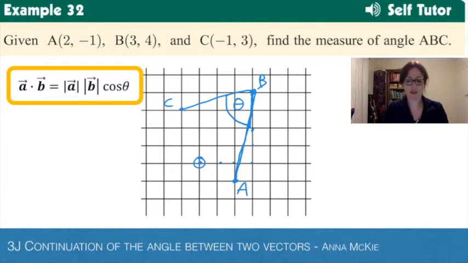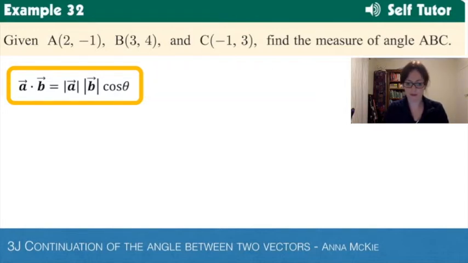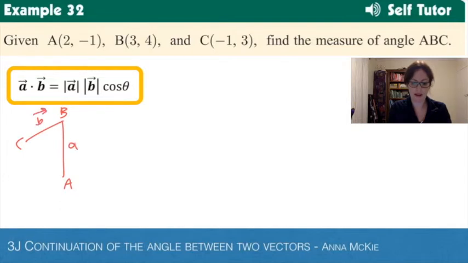We need to identify a vector A and a vector B. Let's call this one vector B and this side vector A. I'll rule in the third side. Let's do some calculations on those vectors then. As you remember from the picture, we had B, C and A. We'll call this side vector B and this side vector A.